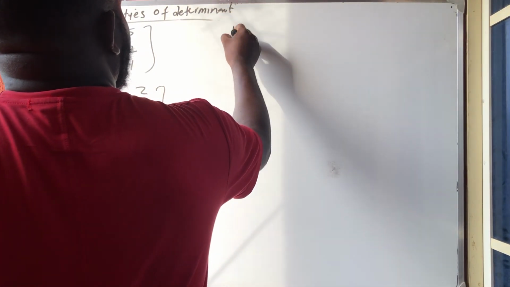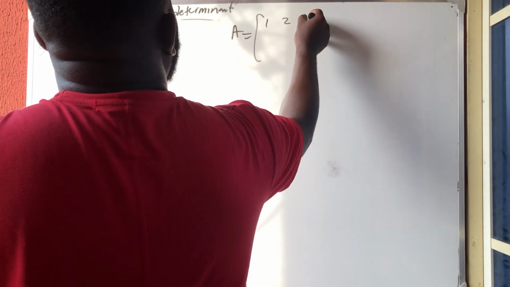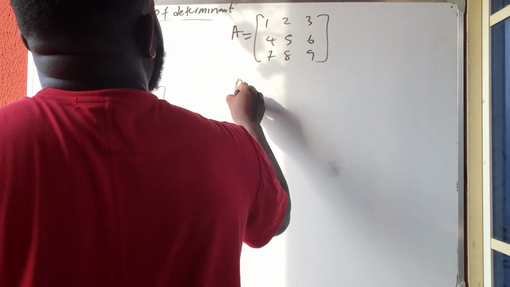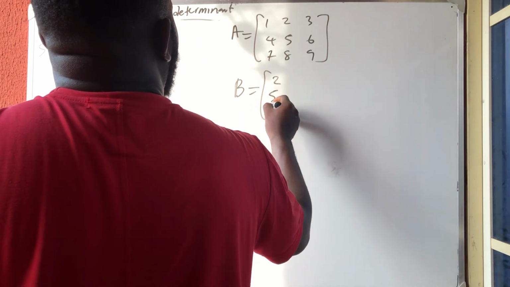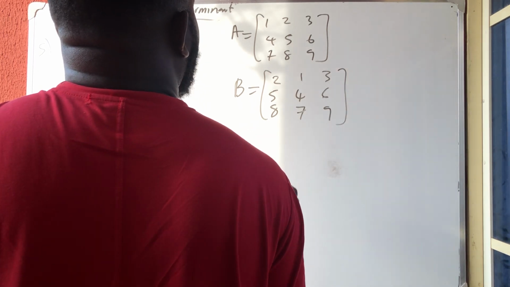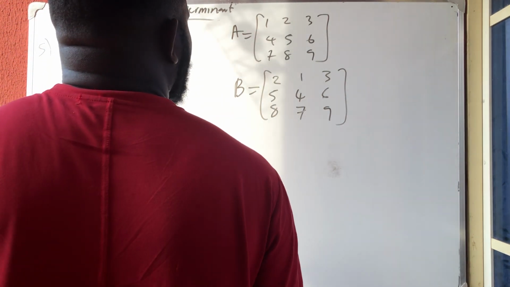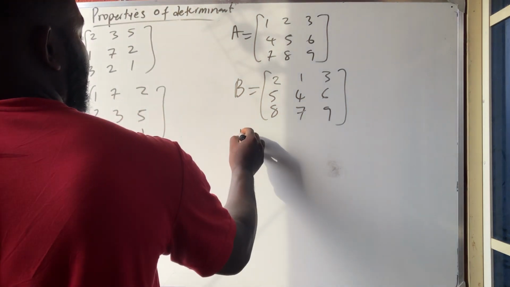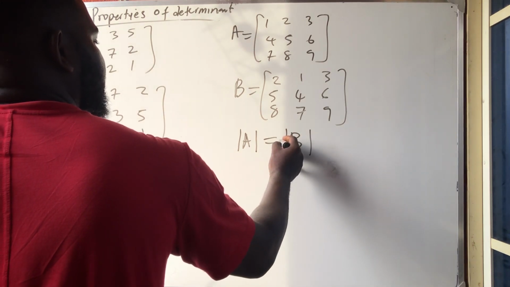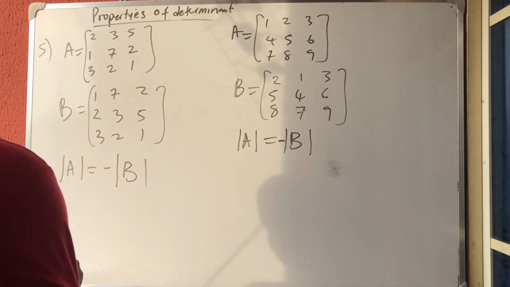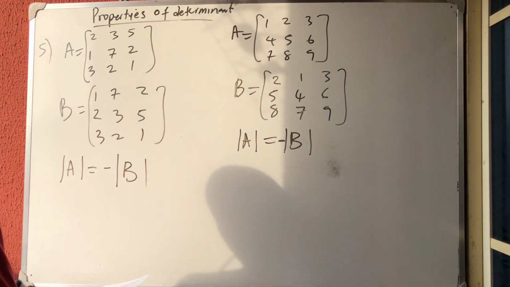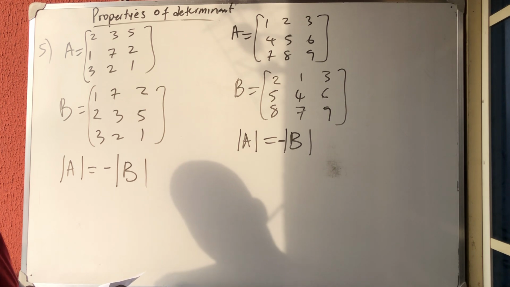Another example: if A is equal to 1 2 3, 4 5 6, 7 8 9, and B is equal to 2 5 8, 1 4 7, 3 6 9. If you look at this, you see that they just interchanged columns. So since columns are interchanged, the determinant of A must be equal to the negative of the determinant of B. These are little things you need to know about matrices.